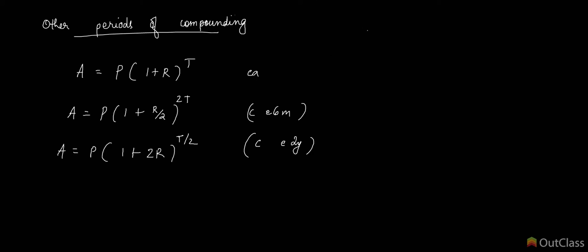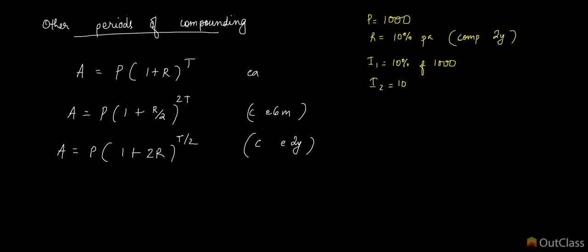Let's just look at what is actually happening. Let's say I have a principal of 1000 rupees and I have a rate of 10% per annum compounded 2 years. That means the interest gets added back to the principal only after 2 years. So in the first year, I am getting 10% of 1000, and in the second year, I'm again getting 10% of 1000, which is basically 100 plus 100, 200.